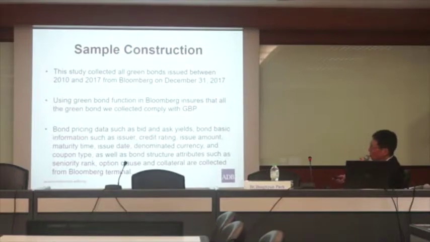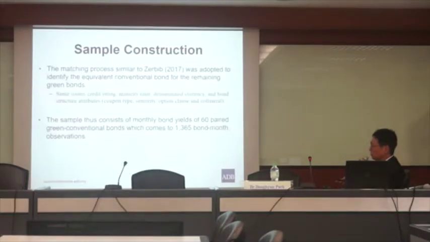We collect all data on all green bonds issued between 2000 and 2017 from Bloomberg, up to the end of 2017. And because we use Bloomberg, and the database has a green bond function, all of our green bond data are already compliant with the green bond principles, okay? And then we also get other data, such as pricing data, bid yield, ask yield, such as basic bond information, such as issuer, credit rating agency, credit rating, issue amount, maturity time, currency of denomination, and so forth, as well as the key dimensions of the bond structure, such as seniority, rank, and option clause, and so forth. All of this we get from Bloomberg.